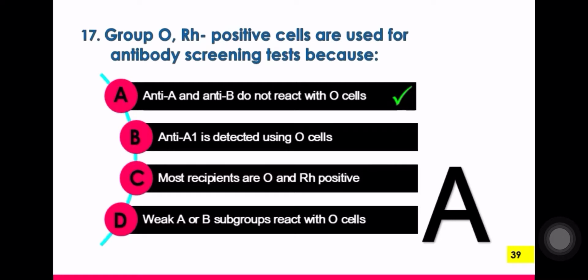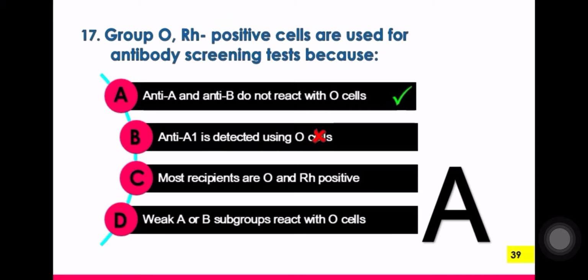Now, group O cells are selected to avoid interference from ABO system antibodies. And these cells are also selected to have as many antigens corresponding to common antibodies as possible, to allow detection of unexpected clinically significant antibodies. Ginagamit naman po natin yung Rh positive cells para most likely maka-expect po tayo ng detection of unexpected anti-B.